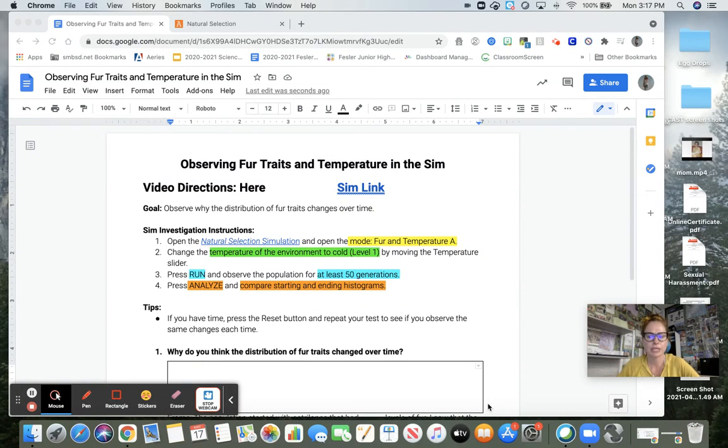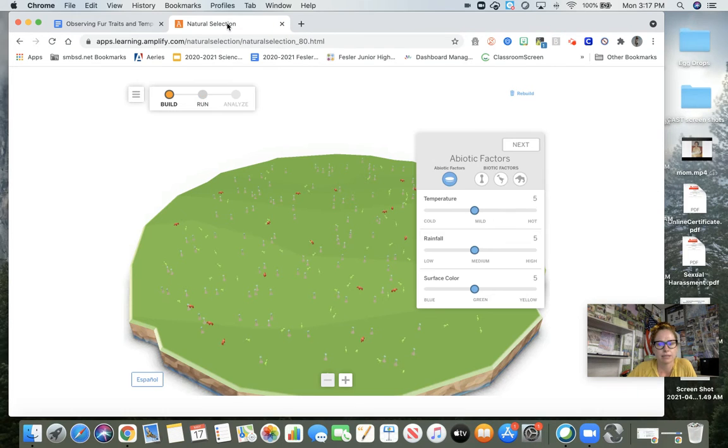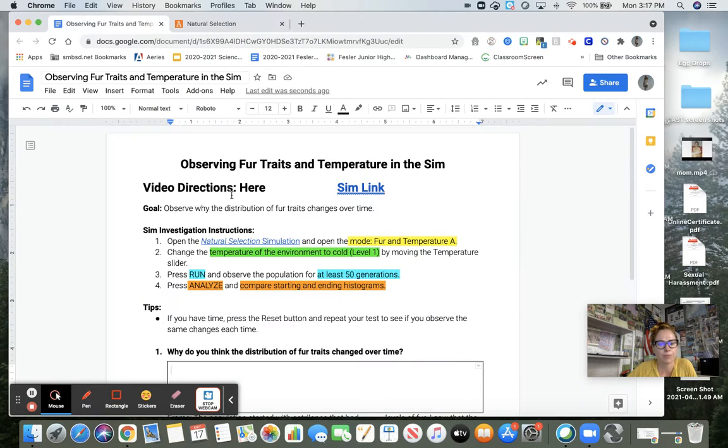All right, so this is the video directions for observing fur traits and temperature in the sim. Remember, the sim takes forever to load, so click the sim, get it loading. This is what it looks like, remember? We're going to observe why the distribution of fur traits might change over time. This is one of the examples that we saw yesterday in class.